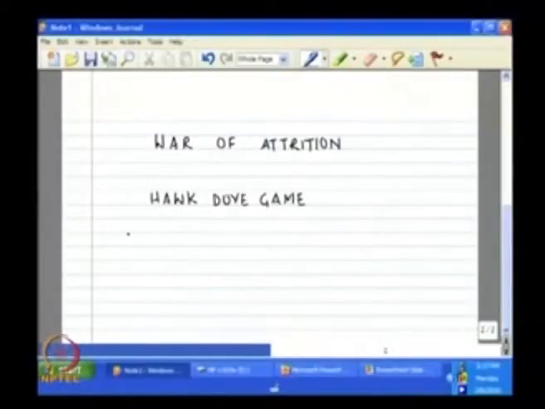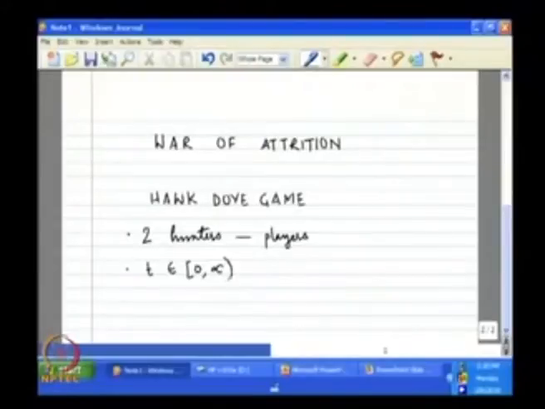So, there are two hunters, let us say. These are the players. Actions, what are they choosing here? They are choosing at what point of time they are going to concede. So, t can vary from 0 to infinity, is the concession time which a player chooses.